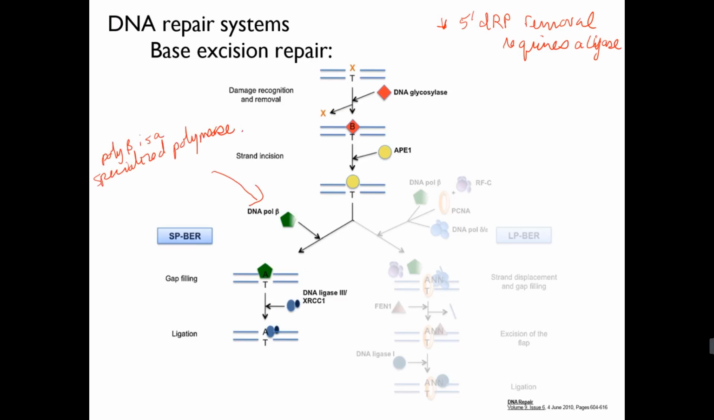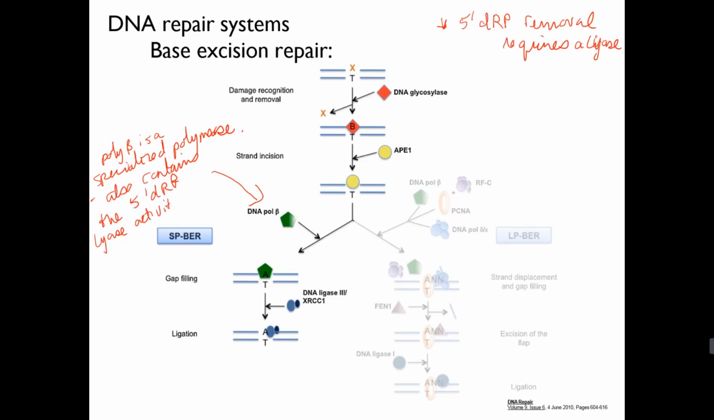And not only does it have the normal 5' to 3' DNA polymerization capacity, it also contains the 5' deoxyribose phosphate lyase activity. So it also contains the 5' DRP lyase activity.